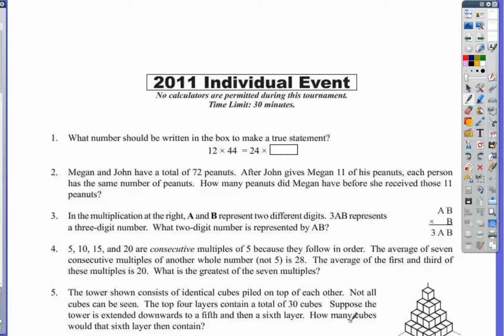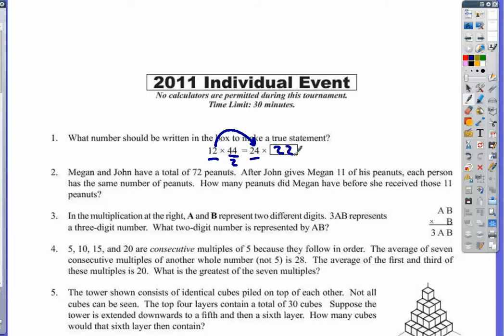So what number should be written in the box to make a true statement? Well, again, we're looking for connections. So what's the connection between 24 and 12? Well, 12 is half of 24. So in other words, we multiplied 12 by 2. Well, for us to fill in the blocks and get the same equivalent answer, we need to divide that by 2, so we get 22.